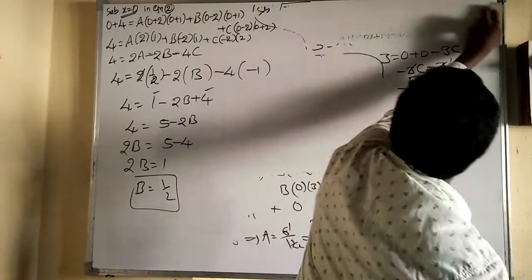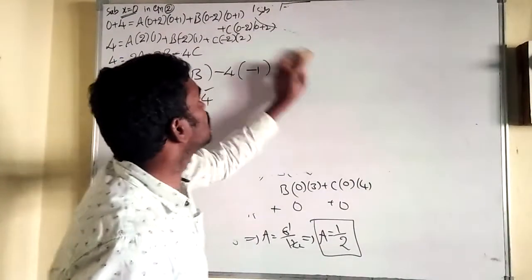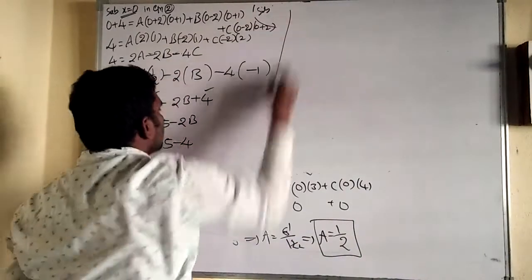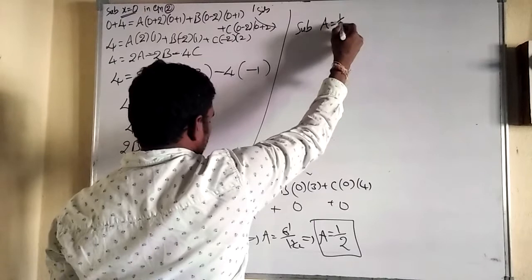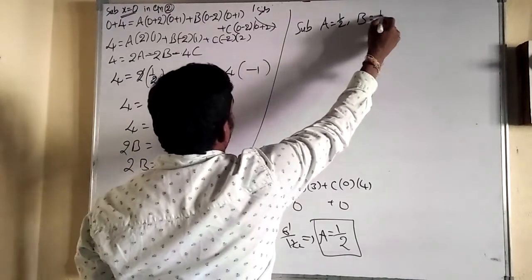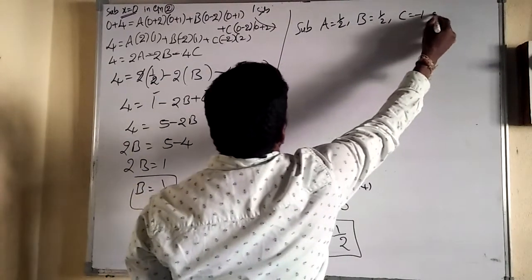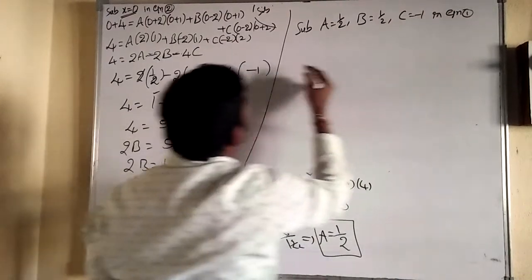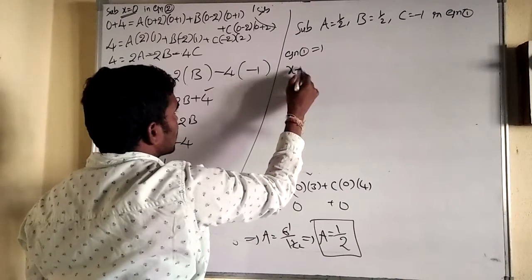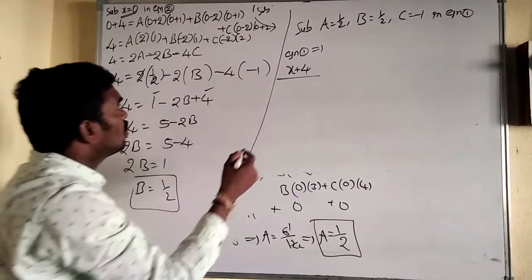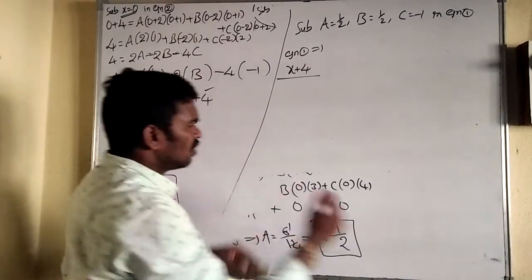After getting all values, just substitute in equation 1 and we can complete the answer. So substitute a equal to 1 by 2, b equal to 1 by 2, c equal to minus 1 in equation 1. Then equation 1 becomes, what is the numerator? X plus 4 by, okay, it is already there. What is equation 1?